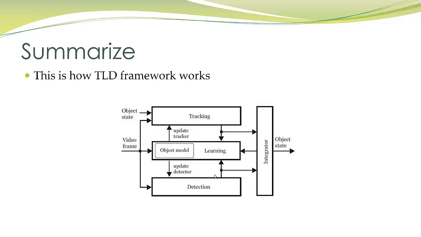So I have talked about all these three components: tracking, learning, and detection. The detection can do jobs like updating the detector, and the learning can provide the parameters that can be used in detection. When a video frame comes, it goes through these three steps simultaneously, and the output has to go through the integrator, and you finally get the object state. So this is how the TLD framework actually works.